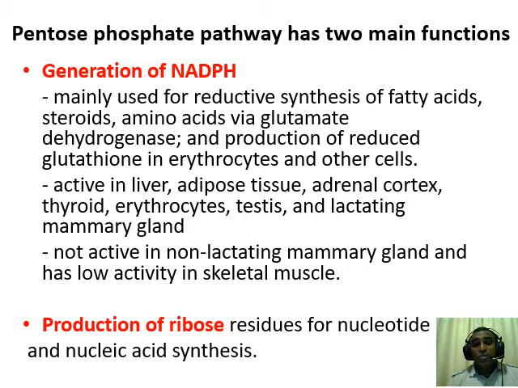It's also useful in safeguarding the cell from highly reactive oxygen species with the regeneration of glutathione in red blood cells as well as other cells. And this pentose phosphate pathway is active in most cells or tissues, except in the non-lactating mammary gland, as well as very low activity in skeletal muscle.